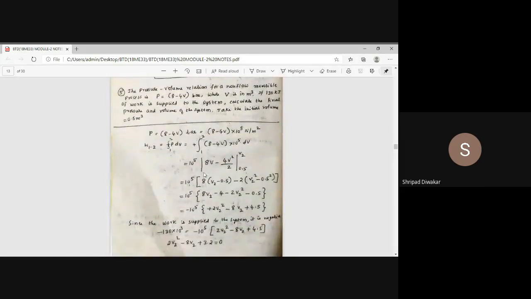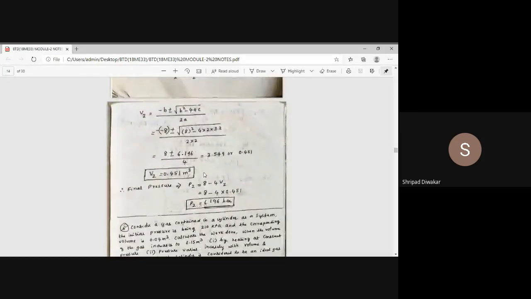Okay, next our aim is to find P2. P2 is simple. We have the standard equation, P equals 8 minus 4V. So just substitute for the second condition, P2 equals 8 minus 4V2. 8 is constant, 4 is constant. You have to substitute the value of V2 as 0.451 meter cube. Don't take 3.549, or you'll get the wrong answer. After solving, you will get the value of P2 as 6.196 bar.